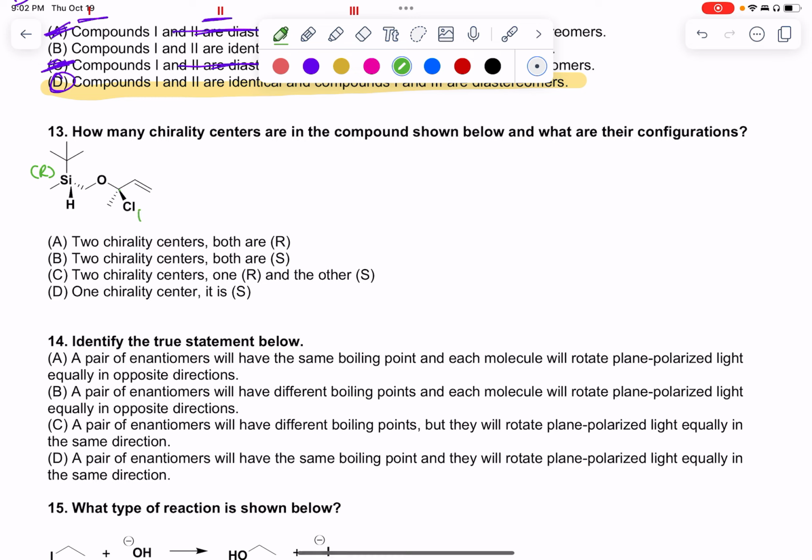This one, we've got chlorine, it gets number 1. We've got a methyl, it gets number 4. We've got an oxygen and we've got a carbon. Oxygen's going to get 2 and this is going to get 3. 1, 2, 3. What is that? S. Hydrogen's in the back. So I'd say this is S. Get rid of my scribble. So, yep, there's 2 chirality centers. This one's out. And one is S and one is R. So that one is C.